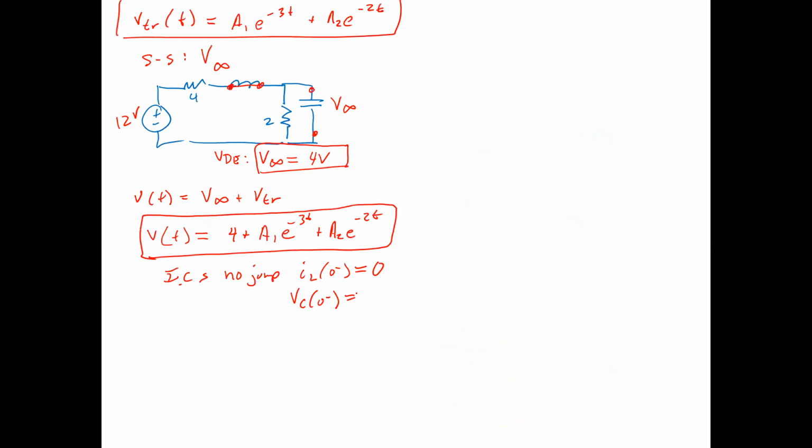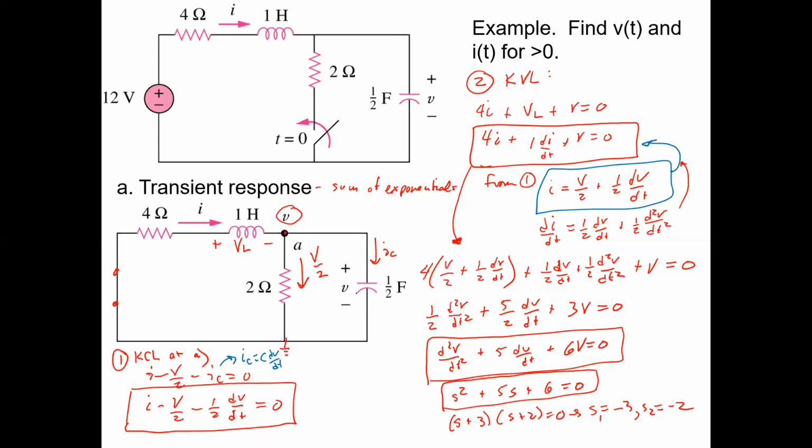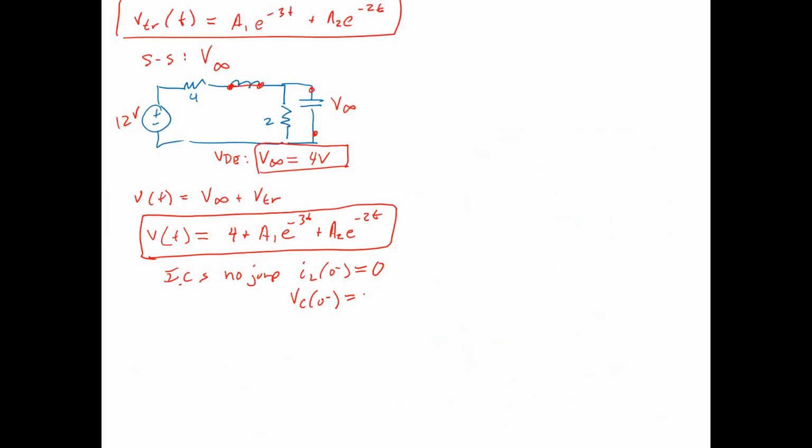And what is VC of 0 minus? It's 12 volts. Basically you have an open circuit attached to a 12-volt source, right? That's 12 volts. So we need V of 0, and that's going to be 12. But we also need dV/dt at t equals 0. But we know that dV/dt at t equals 0 is what?